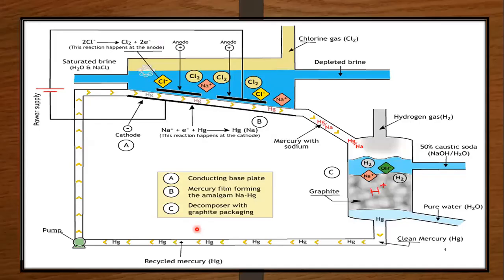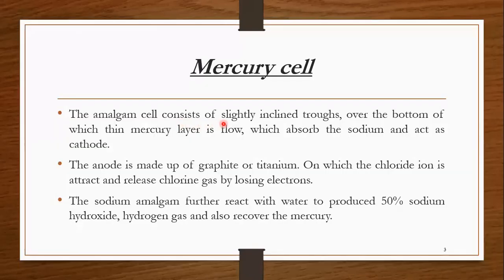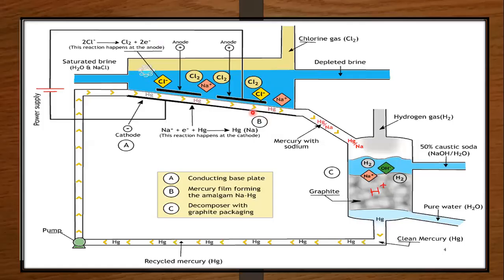So this is a schematic diagram, and it consists of an inclined trough. This one is the inclined trough, and above it there is a mercury layer. These are the anodes and these are the cathodes.